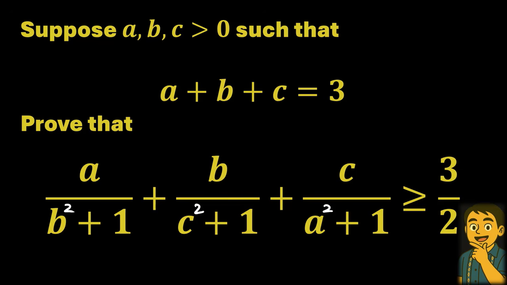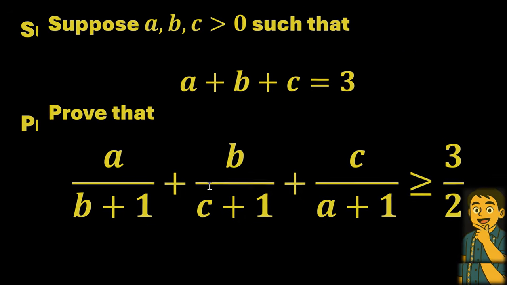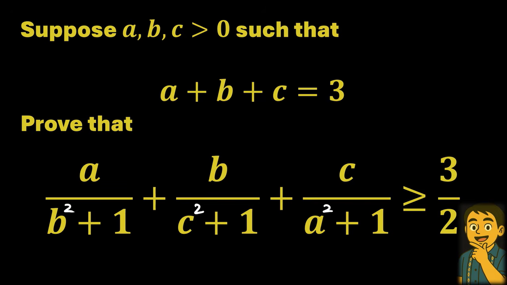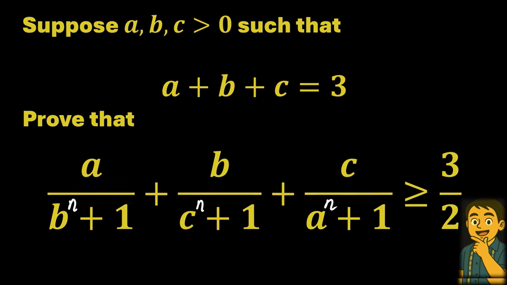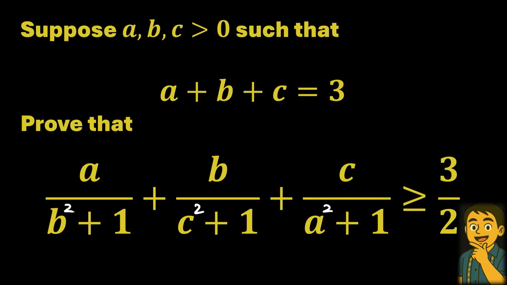Suppose a, b, c are positive such that the sum is 3. We are asked to prove that a over b squared plus 1, plus b over c squared plus 1, plus c over a squared plus 1 is at least 3 over 2. We have shown a similar inequality yesterday and now we try this today. At the end of the video, we will discuss a more general case.